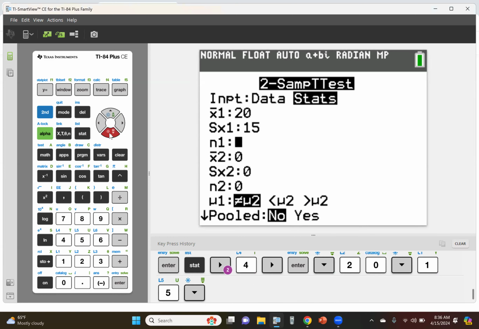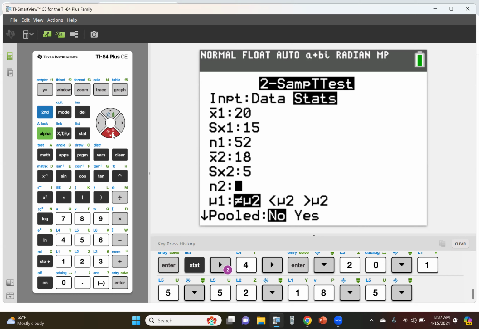The sample size of my seeds that listened to rock music was 52. For the second group, the classical music group, it took an average of 18 days, so x bar is 18. The standard deviation of those seeds was 5 days, and the sample size was 53.